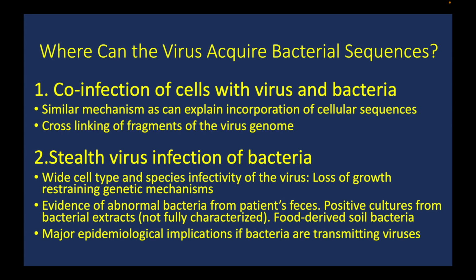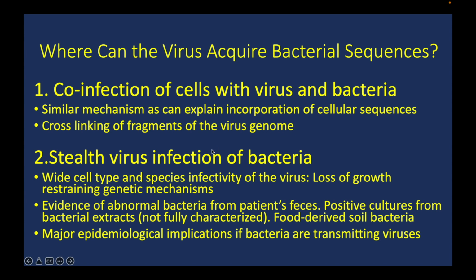What I should address now is where can the virus acquire these bacterial sequences? The first obvious one, if there were co-infection of the cells with viruses and bacteria, then there could be a similar mechanism whereby the virus can incorporate cellular sequences. The same within the same cell, there could be bacterial sequences. The most likely explanation is that these renegade sequences cross-link fragments of the viral genome so that they can then be incorporated into the virus.